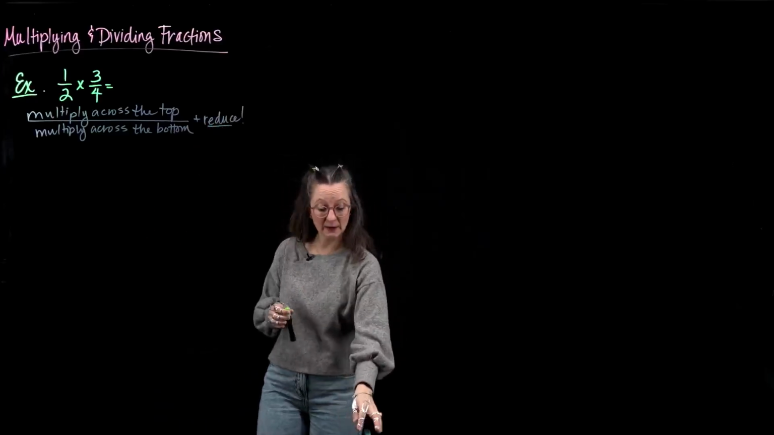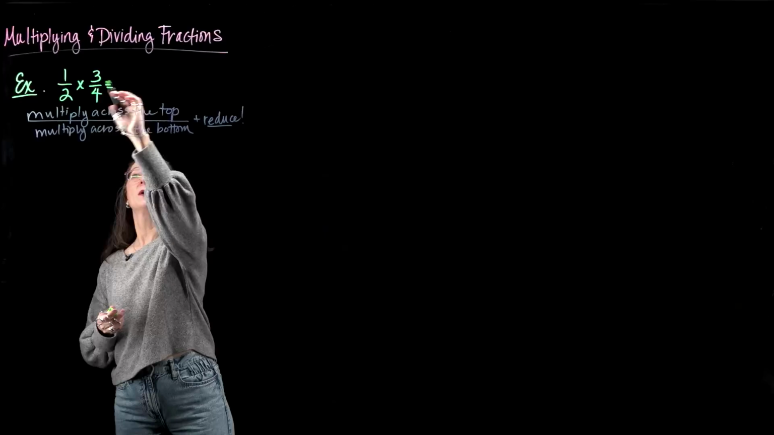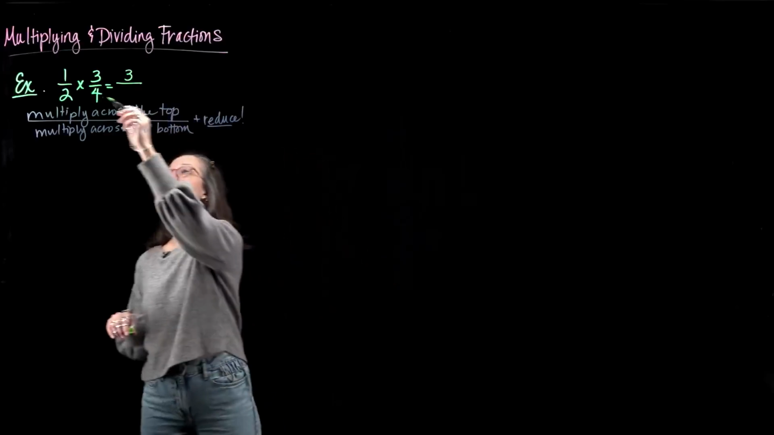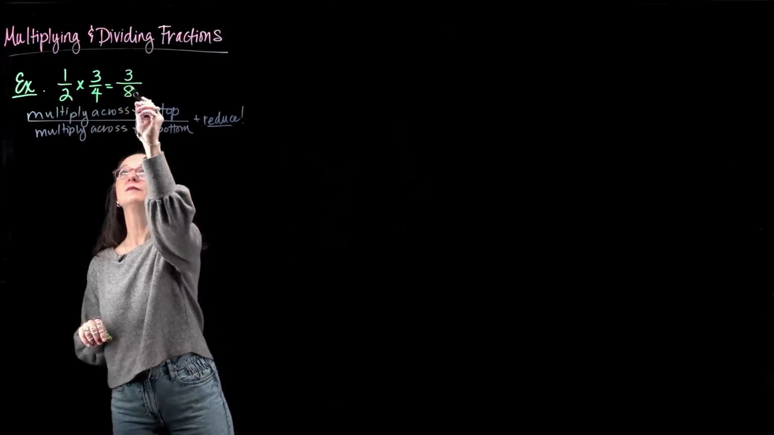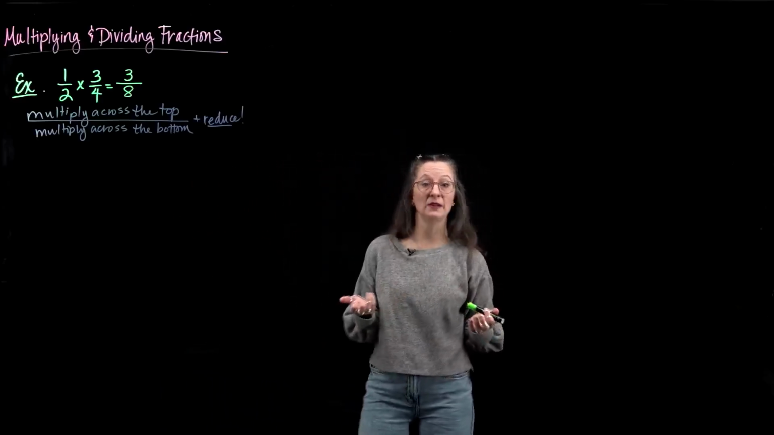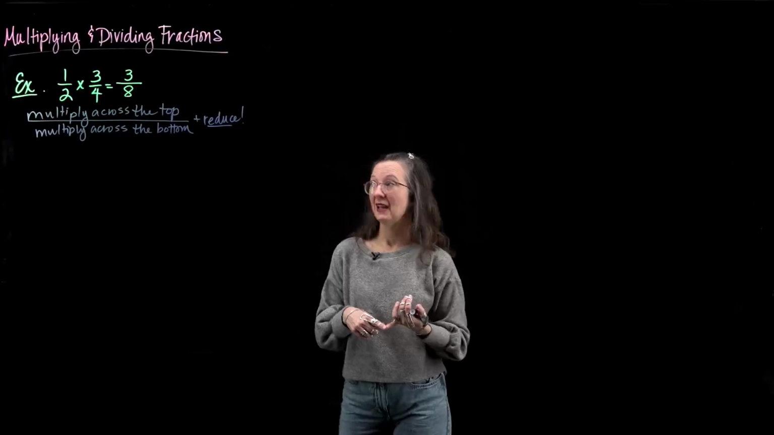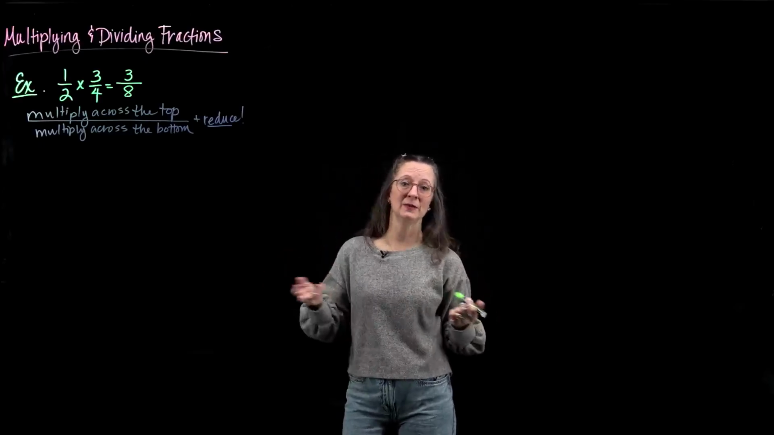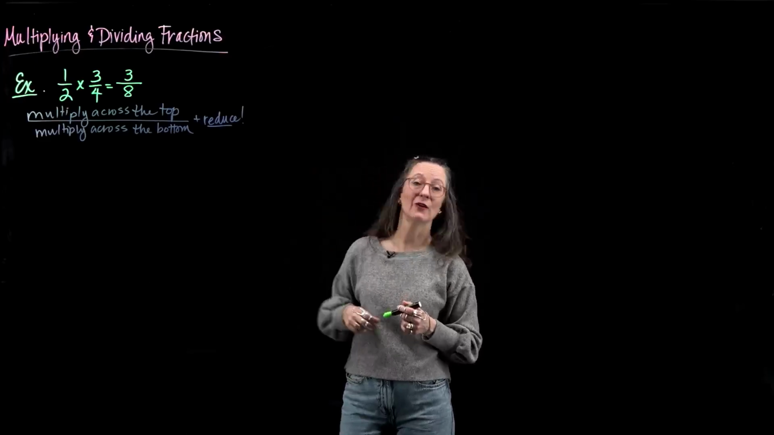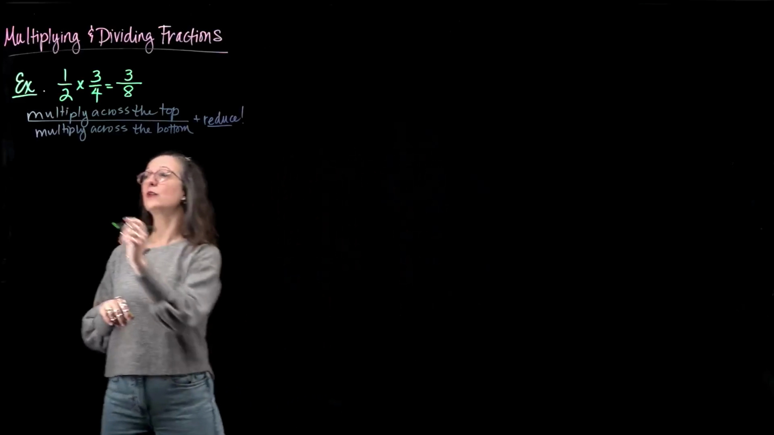All right, so let's go back to my example here. 1/2 times 3/4, we're going to multiply across the top. 1 times 3 is 3. And then we'll multiply across the bottom. 2 times 4 is 8. Then I want to check that number. Do 3 and 8 have any common factors? Well, the only factors of 3 are 3 and 1, and 8's an even number. It can't be divisible by 3. So, no common factors. We don't have to reduce that fraction. 3/8 is our answer.